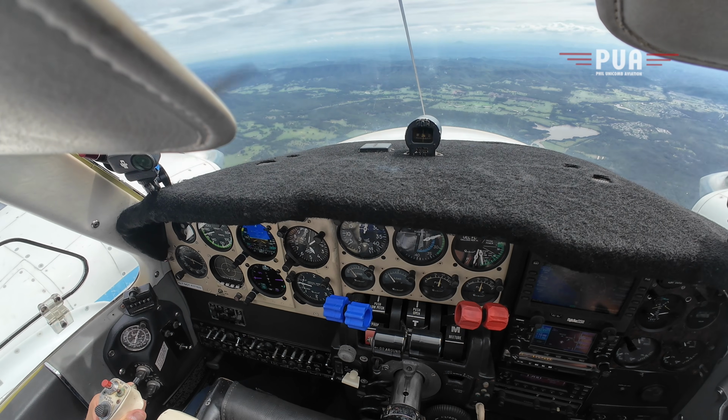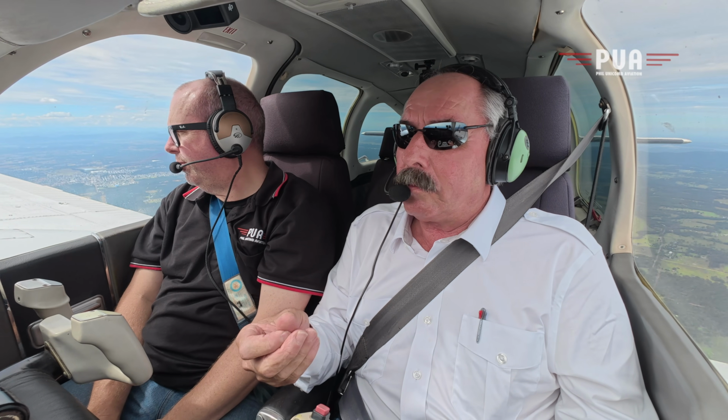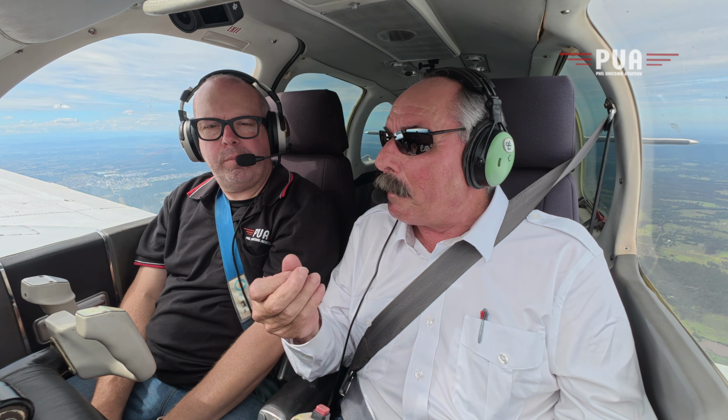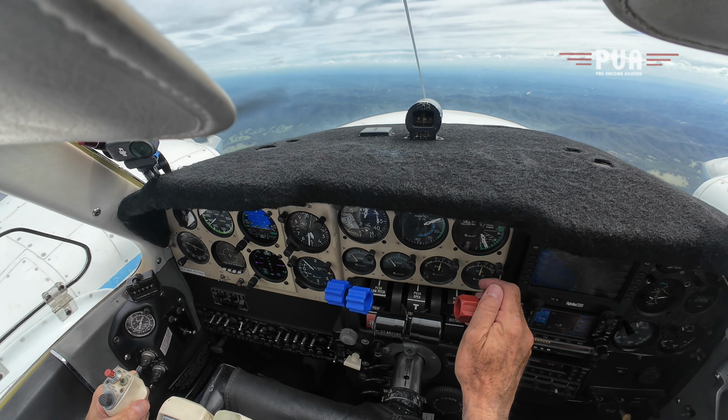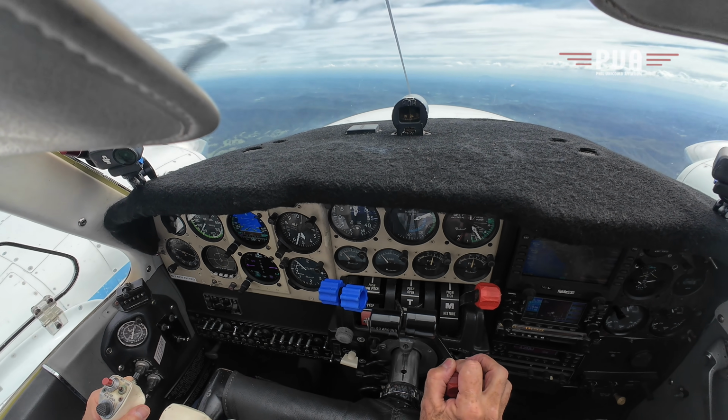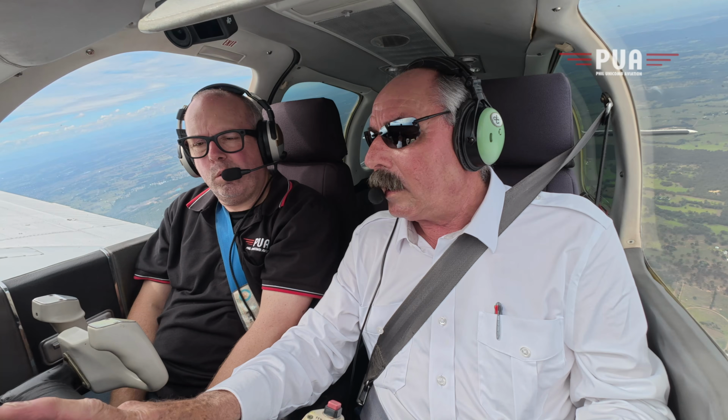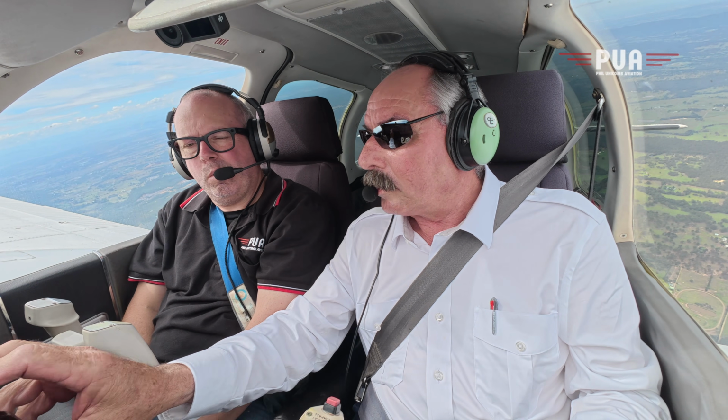So let's have a look at VMCA, velocity for minimum control, in the Baron. The big difference with this being, of course, we've got a critical engine. In the Duchess we had counter or contra rotators. So let's fail an engine. There we go. The left is the failed engine. Yep. The right is the live engine.